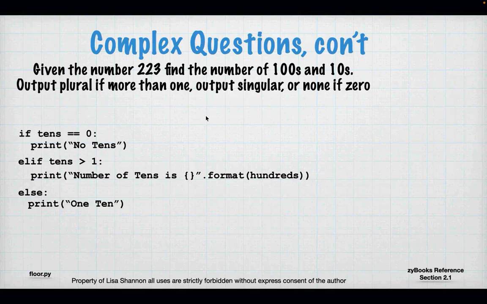So we're going to continue our complex question. If tens is equivalent to 0, then I have no tens. If tens is greater than 1, then I have some number of tens. Otherwise, print 1 ten. So those are our complex questions.